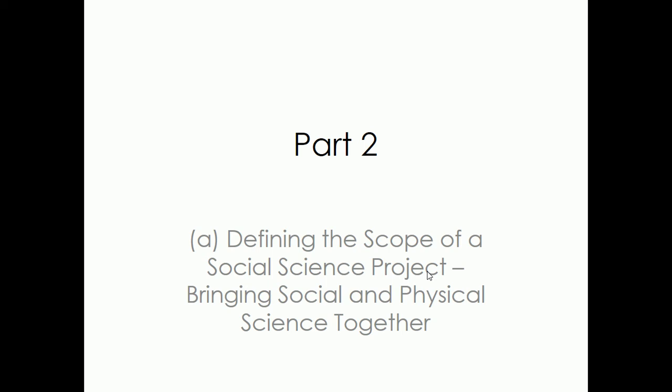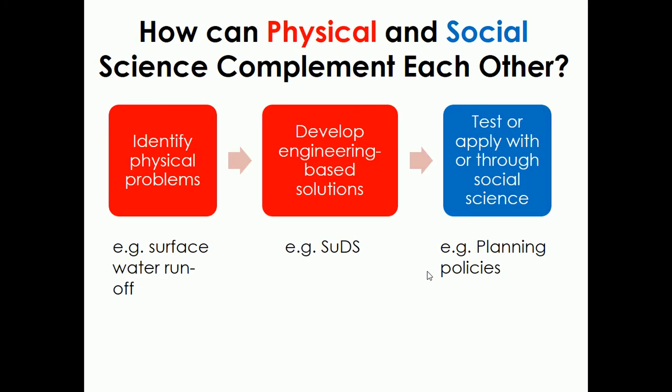So in this part 2A short podcast, we'll be looking at defining the scope of a social science project and considering how we might bring social, physical and natural sciences together. So this is perhaps the traditional way that physical, natural, and social sciences might have been placed together. This is a kind of classic planning type project that myself and Ian have been involved with in the past.